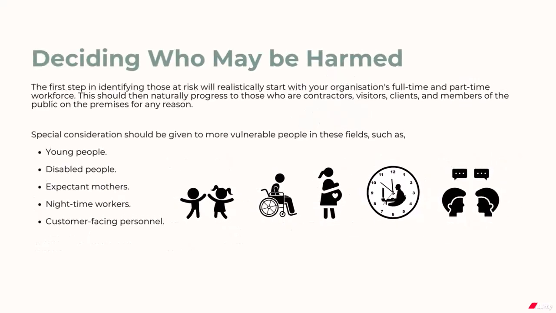Deciding who may be harmed. The first step in identifying those at risk will realistically start with your organization's full-time and part-time workforce. These should then naturally progress to those who are contractors, visitors, clients, and members of the public on the premises for any reason. Special consideration should be given to more vulnerable people in these fields, such as young people, disabled people, expectant mothers, nighttime workers, customer-facing personnel.